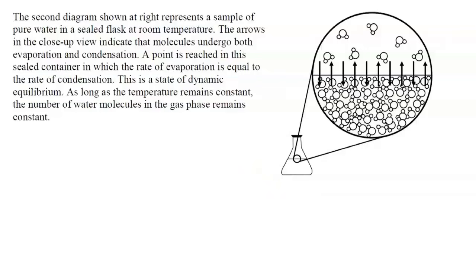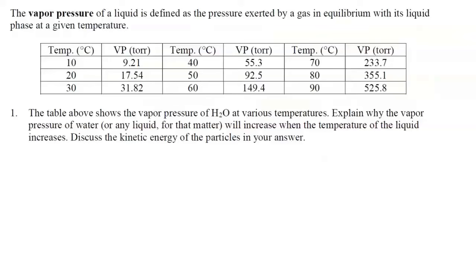Now we have a different diagram with a flask that is sealed. This second diagram shows a sample of pure water in a sealed flask at room temperature. The arrows in the close-up view indicate that molecules undergo both evaporation and condensation. A point is reached in this sealed container in which the rate of evaporation is equal to the rate of condensation. This is a state of dynamic equilibrium. As long as the temperature remains constant, the number of water molecules in the gas phase remains constant.